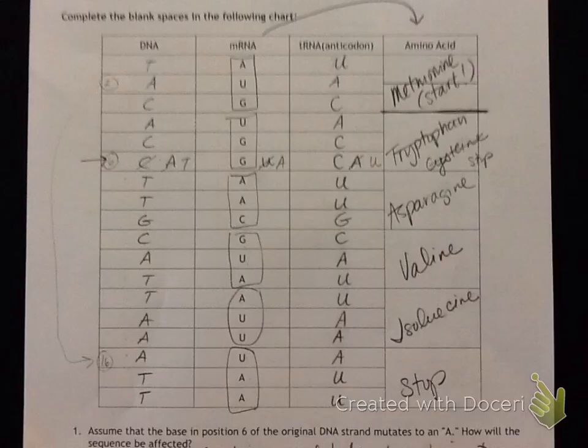If this, in copying, somehow mutated, and you had an A there instead of a C, that would change your mRNA codon, and then it would change your transfer RNA codon, and it changes the protein, and you get cysteine instead of tryptophan. So, I actually wrote down here cysteine would be placed in the protein in place of tryptophan.